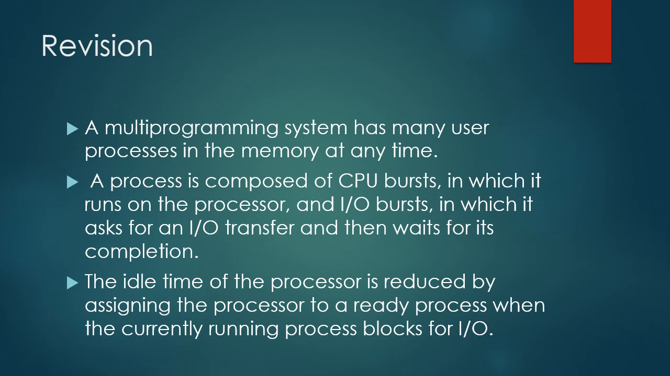Let's revise a few important points. A multi-programming system has many user processes in the memory at any time. A process is composed of CPU bursts in which it runs on the processor and IO bursts in which it asks for an IO transfer and then waits for its completion. The idle time of the processor is reduced by assigning the processor to a ready process when the currently running process blocks for IO.